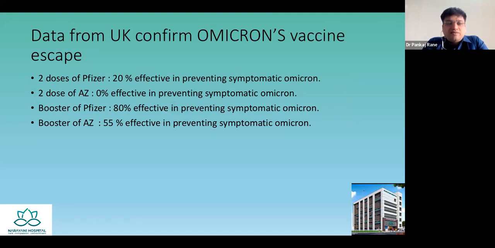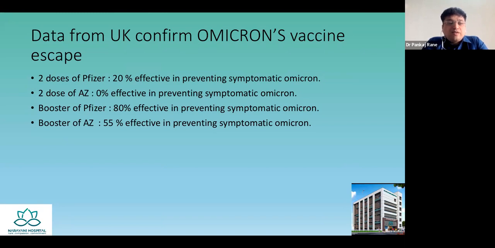They have studied 2 doses of Pfizer and 2 doses of AstraZeneca, that is Covishield in India, the same vaccine. With 2 doses of Pfizer, those who have taken it are only 20% effective in preventing symptomatic Omicron. A patient with Omicron infection will produce symptoms. 2 doses of AstraZeneca or Covishield is 0% effective in preventing symptomatic Omicron. म्हणजे त्यांनी कोविशिल्डचे 2 डोस घेतलेत तर त्यांना symptomatic Omicron पासून प्रोटेक्शन मिळणं is only 0%.